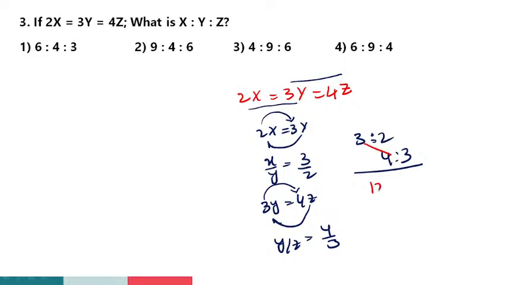3 4s are 12, 2 4s are 8, 2 3s are 6. Okay, let me calculate. 2 6s are, and 2 4s are, and 2 3s are. The final answer here is 6 is to 4 is to 3. That's why the first option is the right answer, guys.